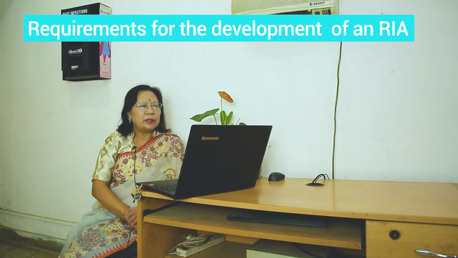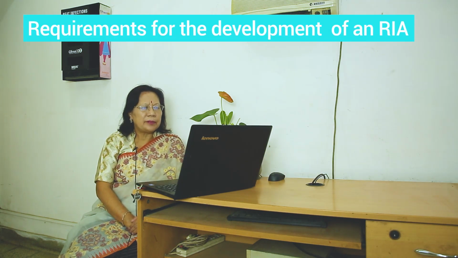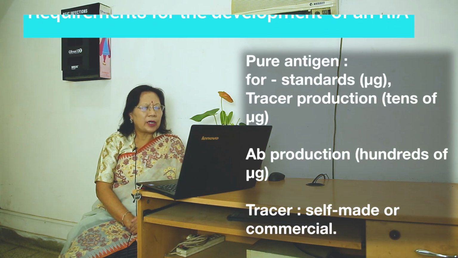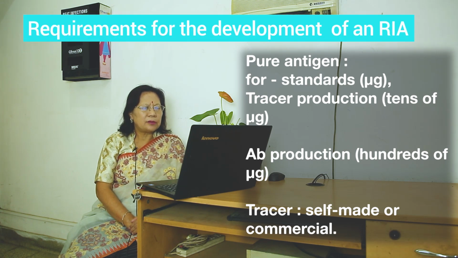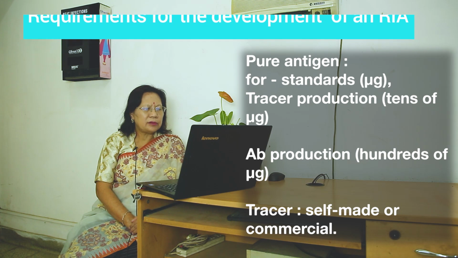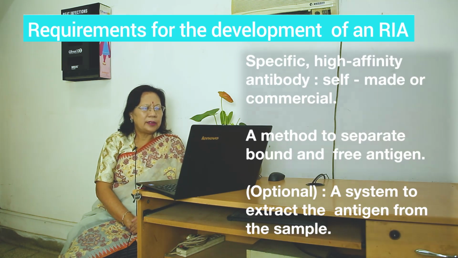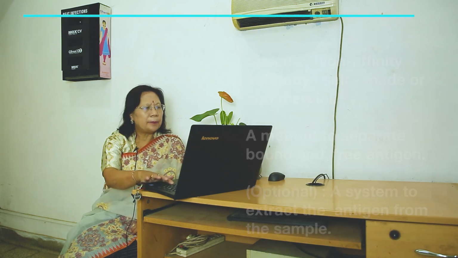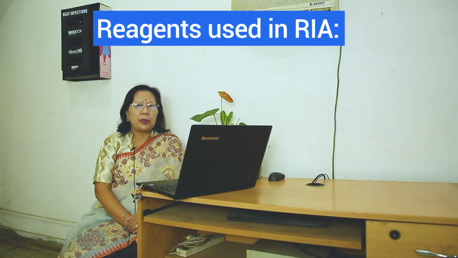Then what are the requirements for the development of a radioimmunoassay? So we should have a pure antigen for standard in micrograms, the tracer production, which is tens of micrograms, and antibody production, hundreds of micrograms. And we need a tracer which may be self-made or commercial, and it should be a specific, high affinity antibody, self-made or commercial, and a method to separate bound and free antigen, and maybe optionally a system to extract the antigen from the sample. And what are the reagents used in radioimmunoassay?